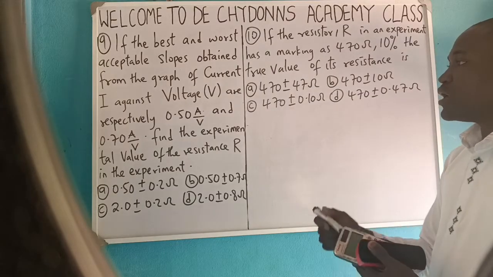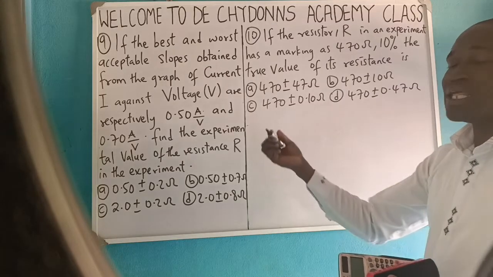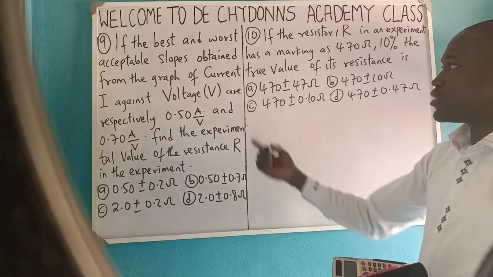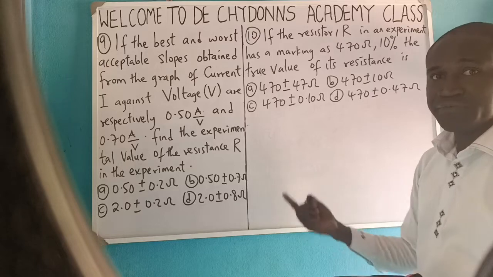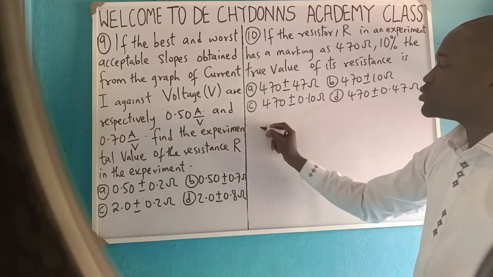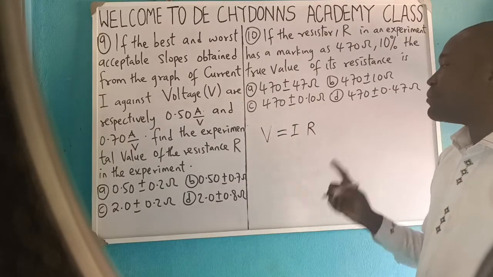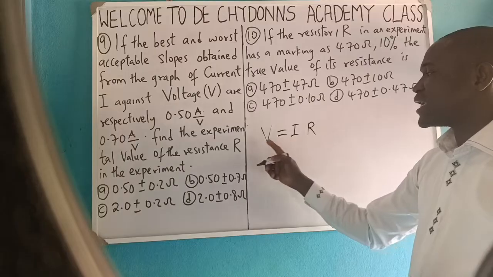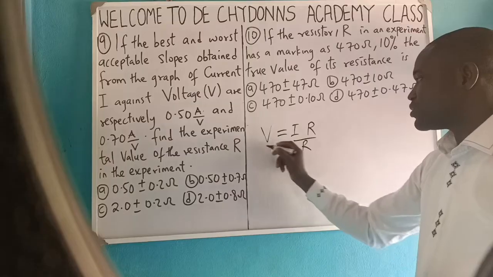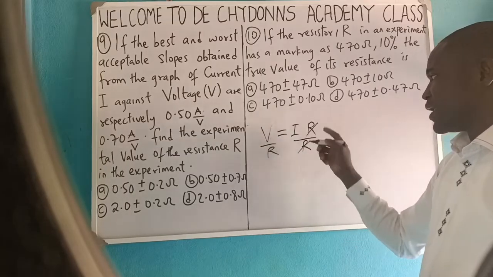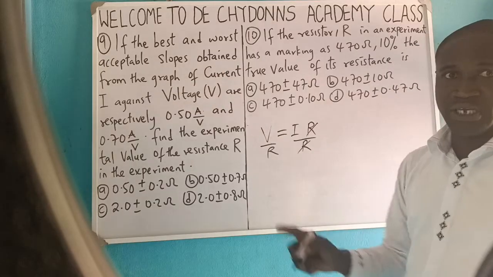Now, if you are given a question like this, ask yourself, what experiment are we talking about? It is electricity, because we are talking about current and voltage here. Voltage is also known as potential difference, right? Now, we remember Ohm's law that V equals I R. That means if you are to plot a graph of I against V, make I the subject of the formula. You divide by R. I am now making I the subject of the formula because we plotted a graph of current against voltage here.